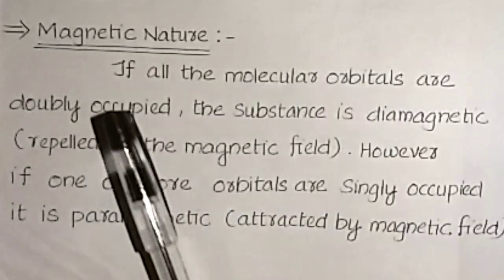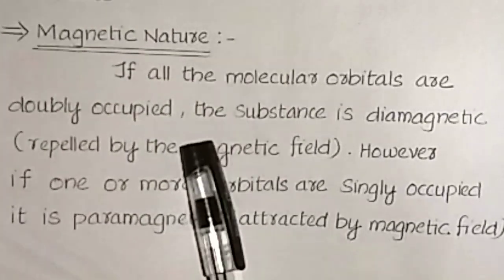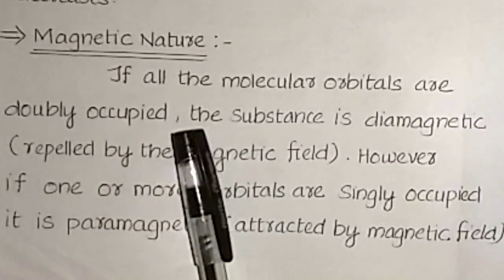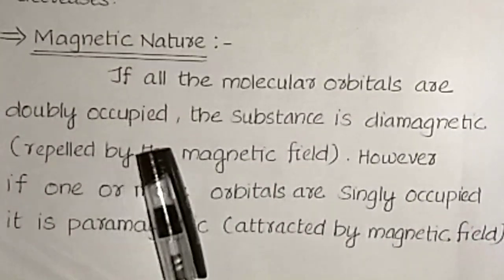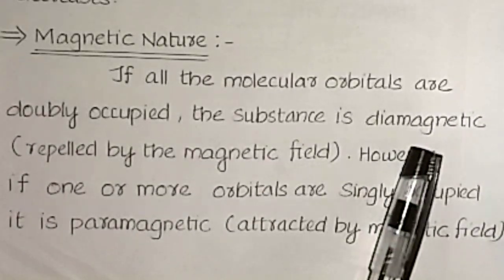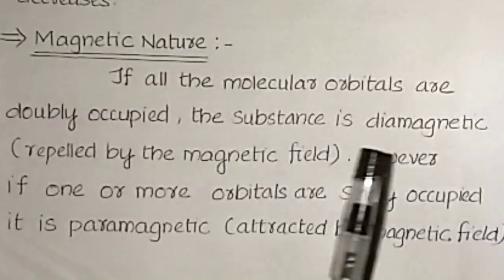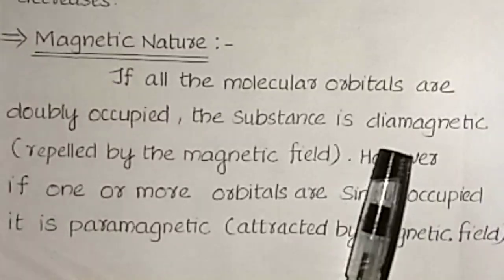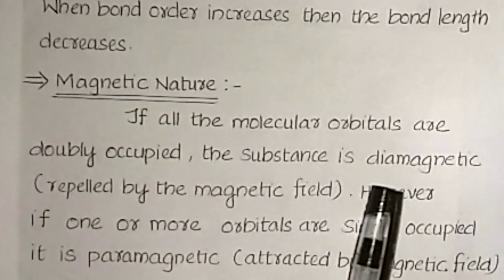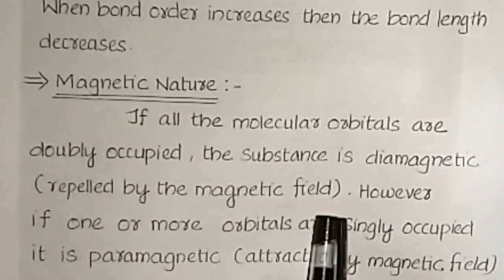Next, magnetic nature. From the electronic configuration, we can identify whether the molecule is paramagnetic or diamagnetic. If all the molecular orbitals are doubly occupied or paired, then the substance is diamagnetic. When all the electrons are paired in the molecular orbitals, the substance is diamagnetic. Diamagnetic means substances which are repelled by the magnetic field.